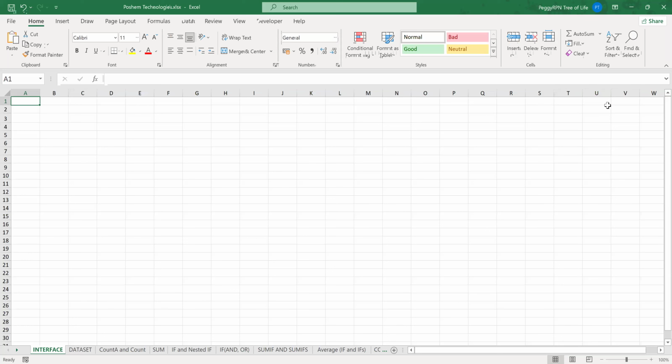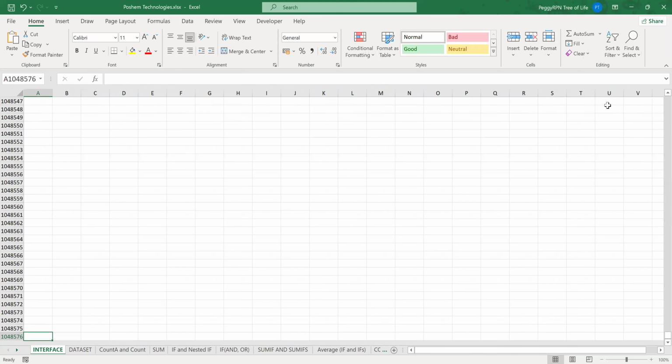Now to go down to the last row, you hold the same Control and press Down. At the end, we have only 1,048,576 rows. That's what we have. We don't have more than that. So that is one limitation you will see with Excel.